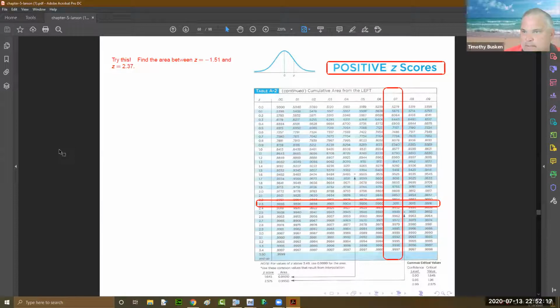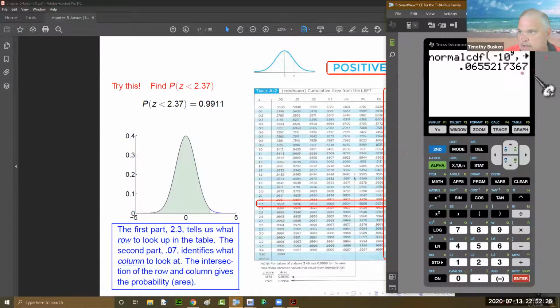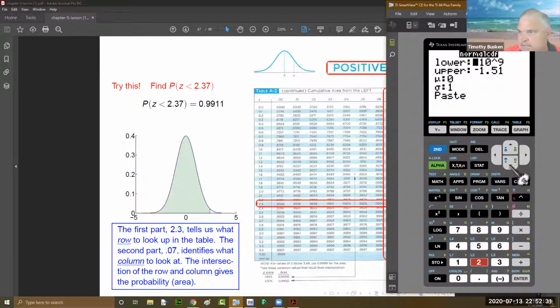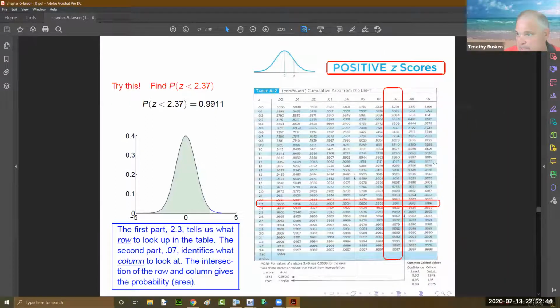Okay, so how about going back to this problem here, the area left of 2.37? Of course, you could just use your normal CDF command if you wanted to find that area. In this case, we just need to change our upper boundary to 2.37, and we're going to keep the values of mu and sigma to be 0 and 1. And we get the same probability. Okay, so the Z table is useful to find probabilities or cumulative areas.